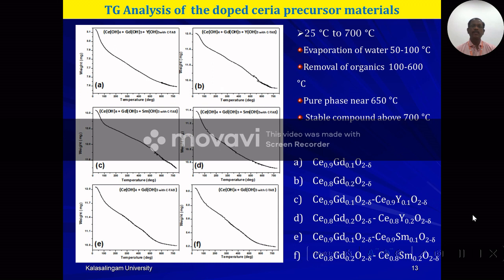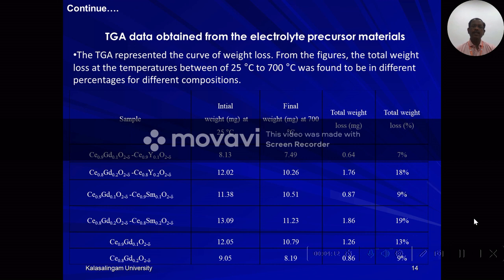The TG analysis of the doped ceria precursor materials is shown in this particular slide. TGA we have carried out between 25 to 700 degrees centigrade. Evaporation of water is found at 50 to 100 degrees centigrade. Removal of organics is found between 100 to 600 degrees centigrade. Phase purity is found at around 650 degrees centigrade. A stable compound is found at 700 degrees centigrade. The TGA data which we obtained in our research work are presented in this particular slide.